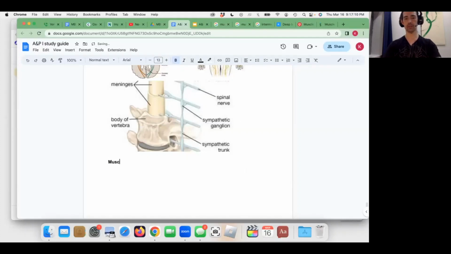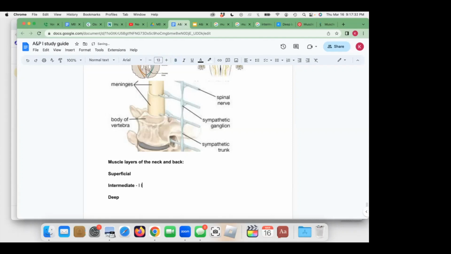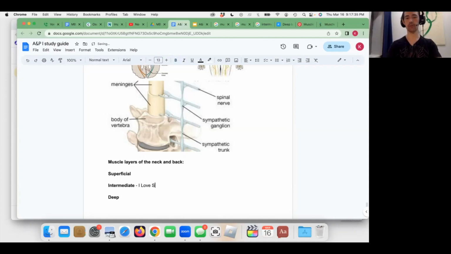Okay, so we're looking at the muscle layers of the neck and back. So you have the superficial, intermediate, and deep. Remember, the intermediate is our funny acronym. Which one is that? I love sex. Every human being is saying that, and most animals are saying that. So the I is for ilio, from the ilium up to the ribs, iliocostalis.